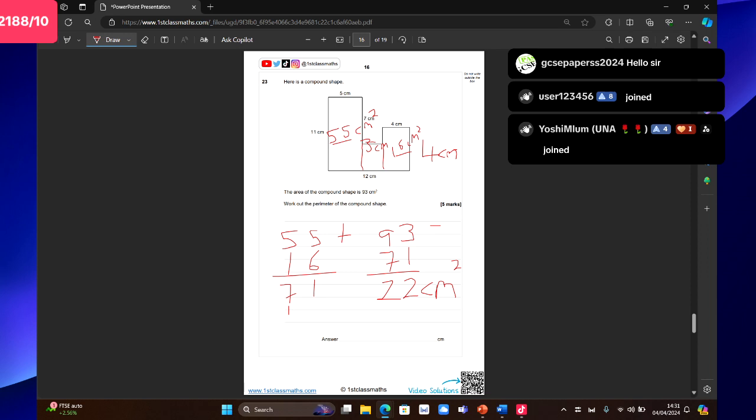Oh no, sorry, that's not 4. Sorry, because all of this length, this is equal to 4, sorry. There we go. So this part's equal to 4. So that's going to be 12 centimeters squared there. There we go.